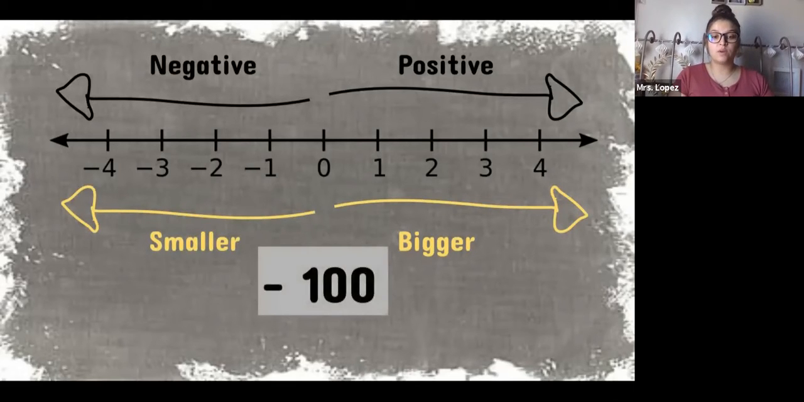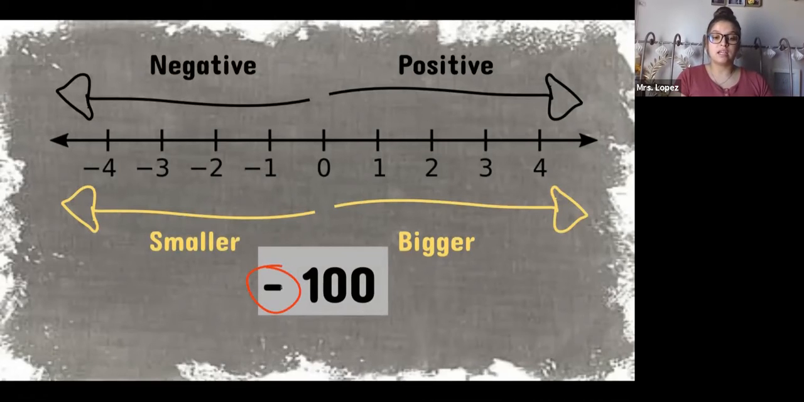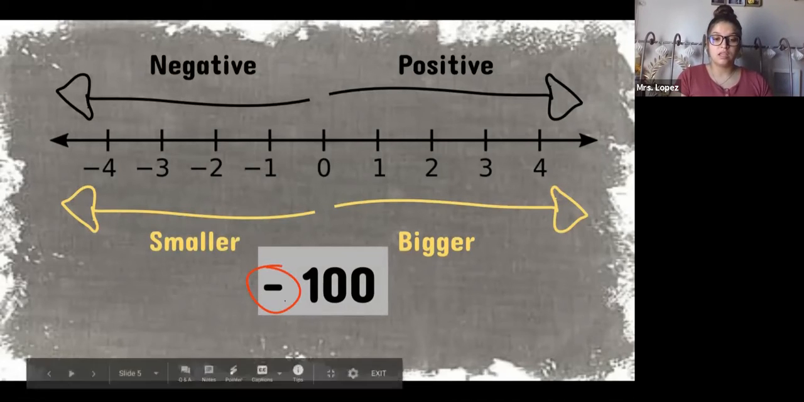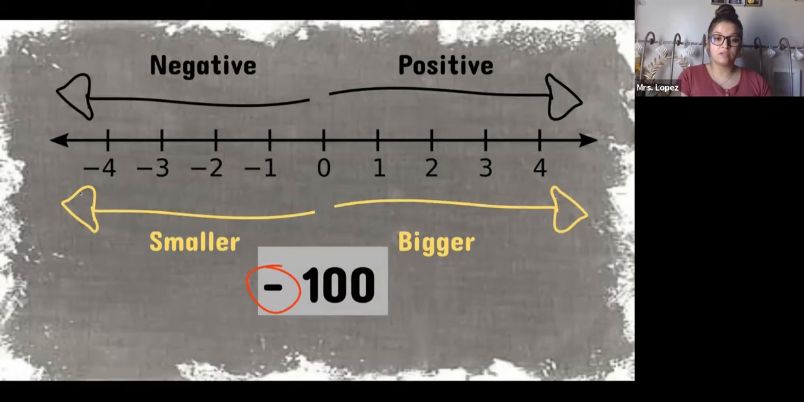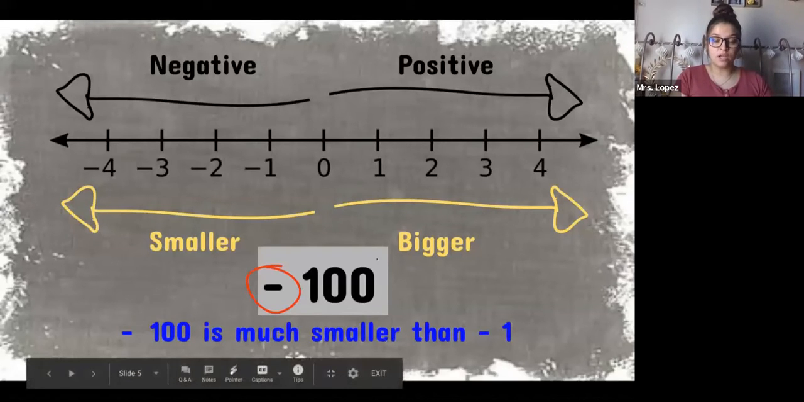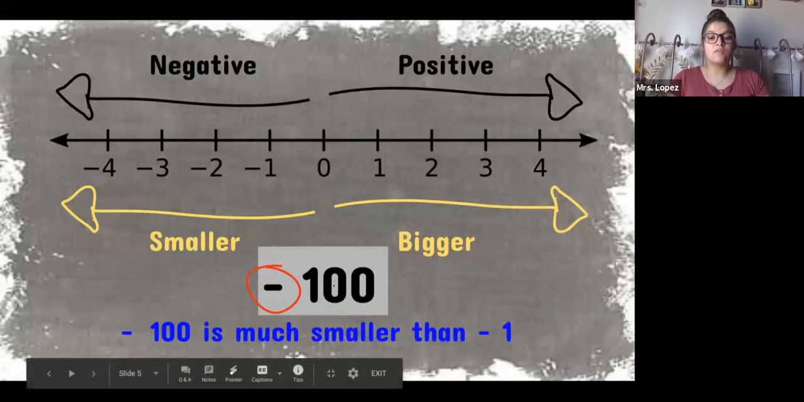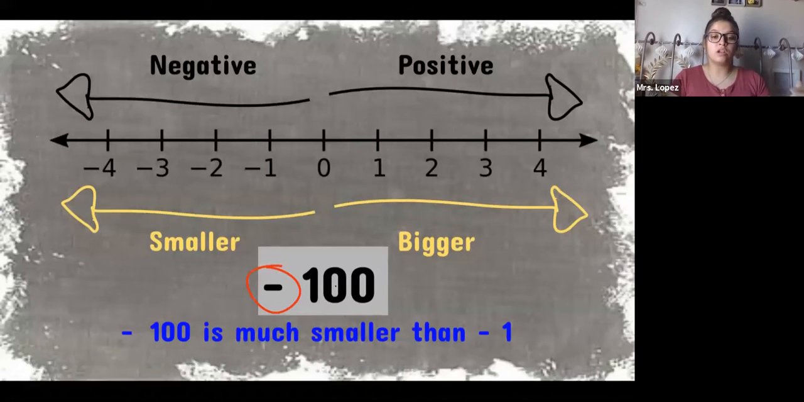So we have negative 100. In order to show that the number is negative, this sign is in front of it. This is the negative sign. This stands for a number smaller than 0. It's going to the left of 0. So negative 100 is much smaller than negative 1, because negative 100 is way down the number line on the left, and negative 1 is right here. So the bigger the negative number, like negative 100, the smaller the number is going to be.